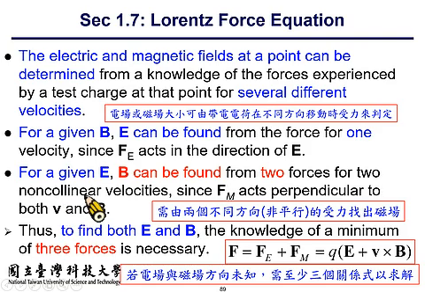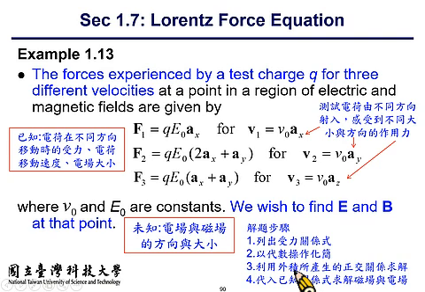It needs two equations. If you do not know both electrical and magnetic field intensity, the knowledge of a minimum of 3 forces is necessary. You need at least 3 tests to find both E and B. So here is one example.